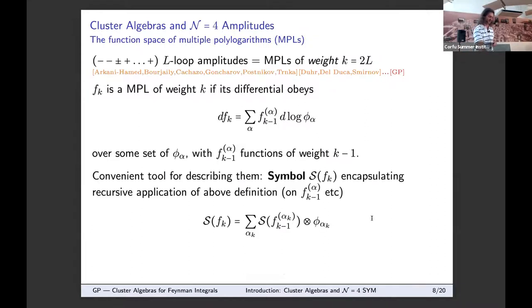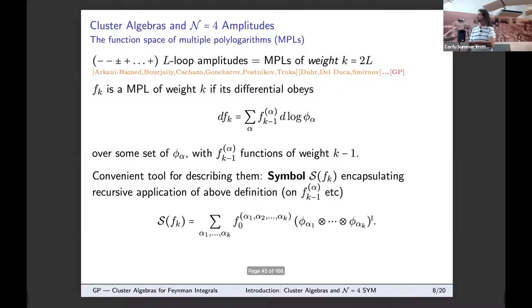An important and convenient tool for describing them is the so-called symbol, which essentially encapsulates this definition multiple times. This is a recursive definition of the symbol, where you can compare, I have essentially rewritten the same thing just by replacing the D log with just a tensor product, and then I apply the symbol map again. So I take the differential of f_{k-1}, and then I keep adding more tensor products, and different phis that are next to each other means that the functions are related by iterative derivatives. I differentiate again, and so on.